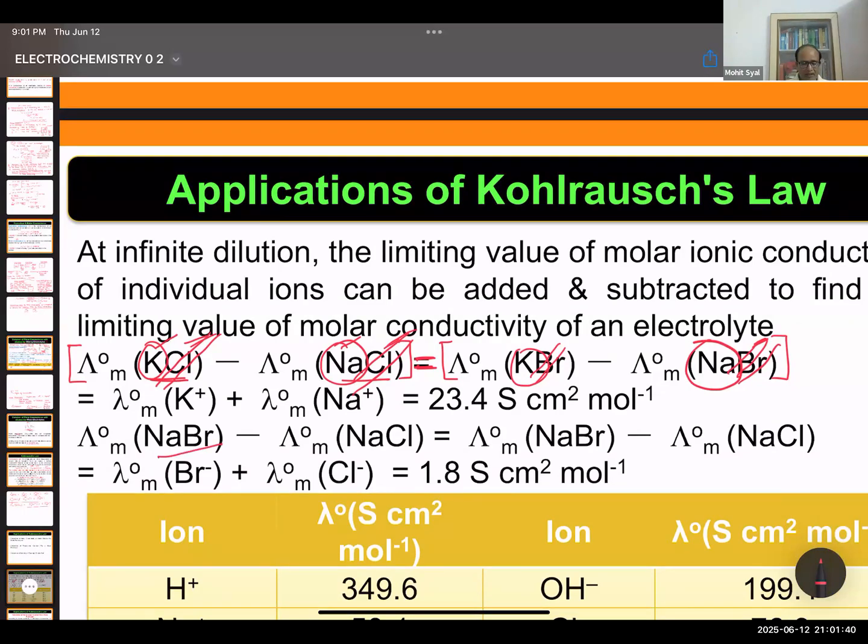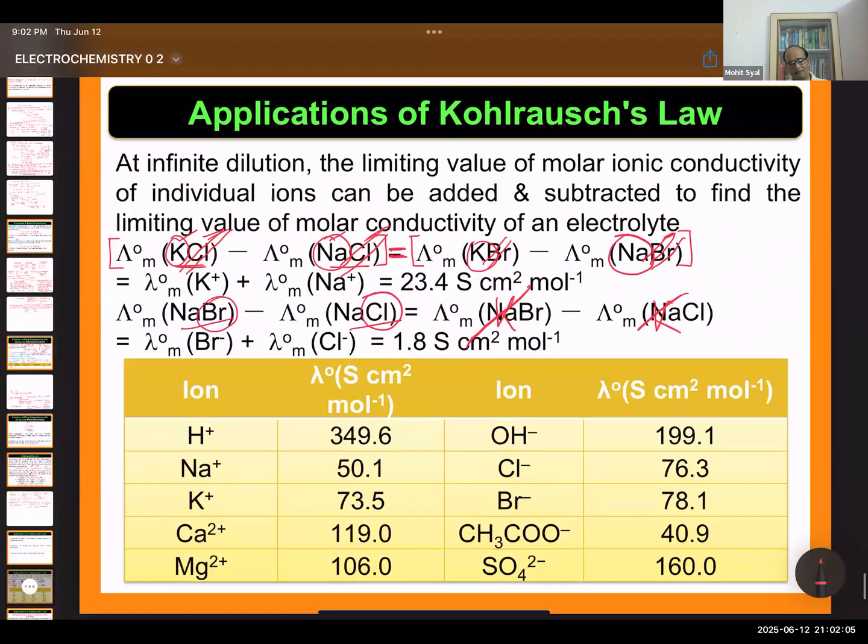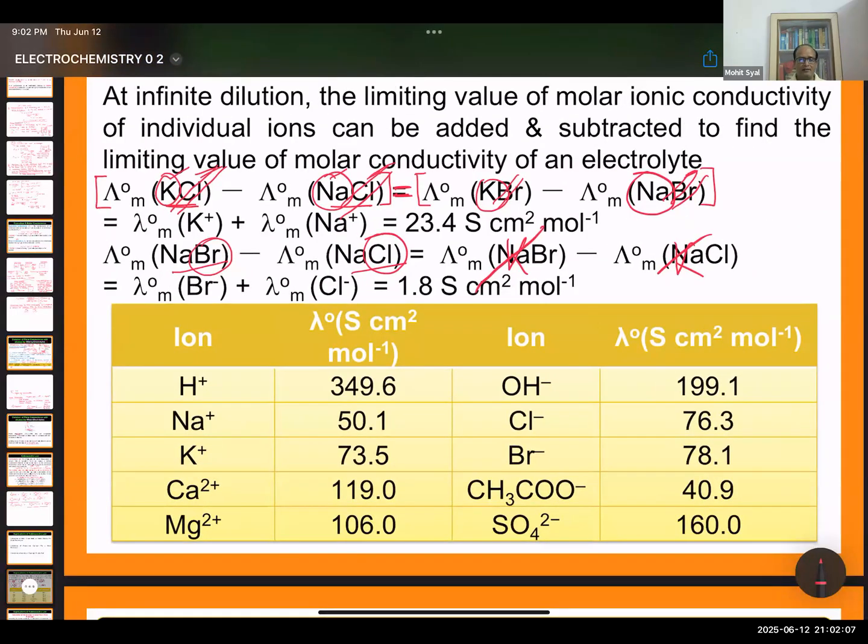Similarly, NaBr and NaCl. If you take the difference, Na will cancel, and Br and Cl will be left. And that will be same as that of KBr and KCl. This is KBr and KCl. K will get cancelled. Is it clear? You will have the difference of Br and Cl. So I hope this is clear to all of you.